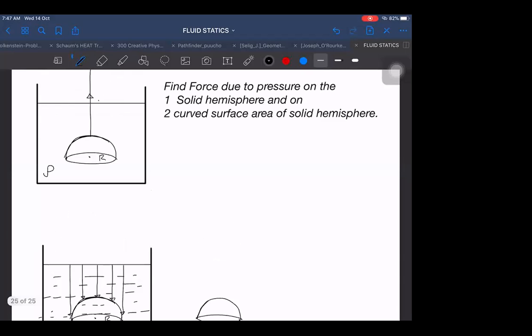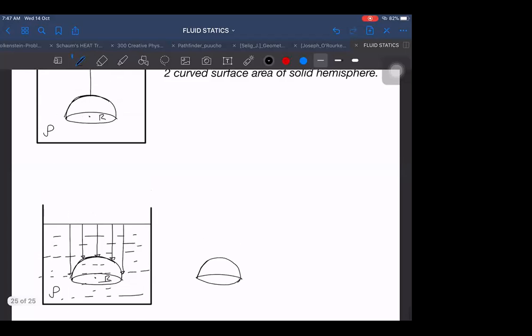Let me correct myself again. I am saying the force acting on the solid hemisphere due to pressure and the force acting on the liquid hemisphere due to pressure will be the same, because these are at the same depths.